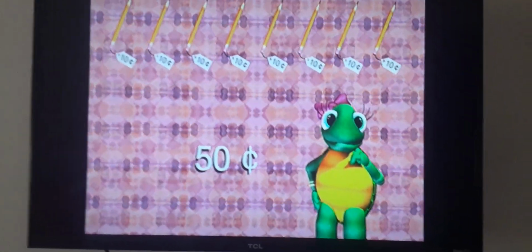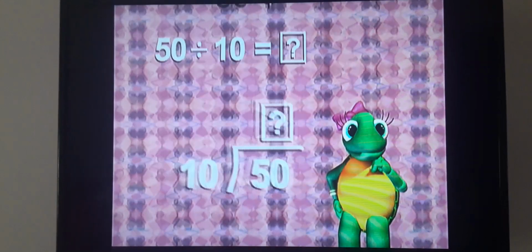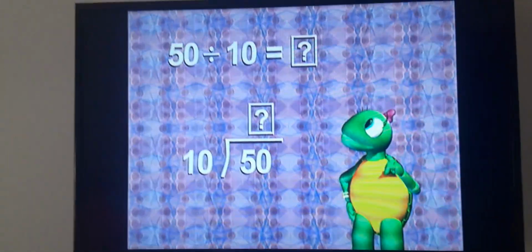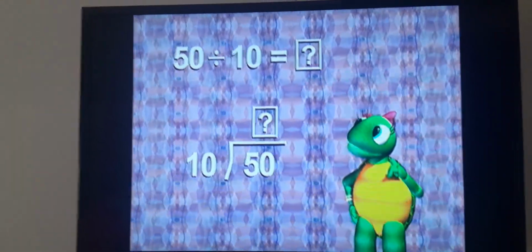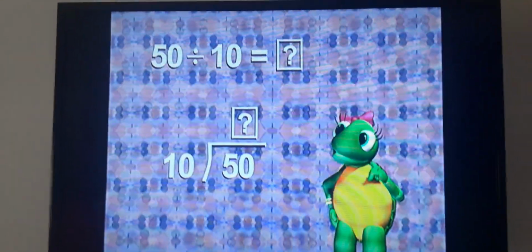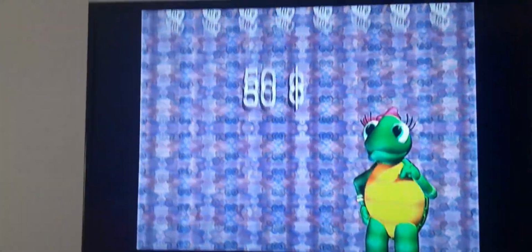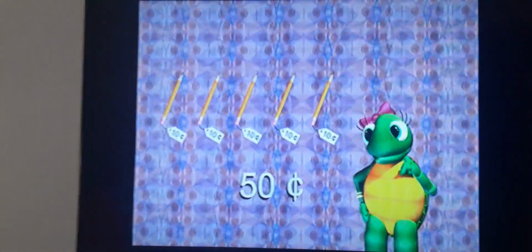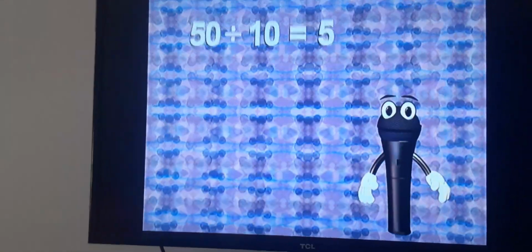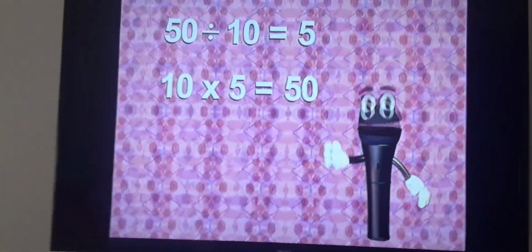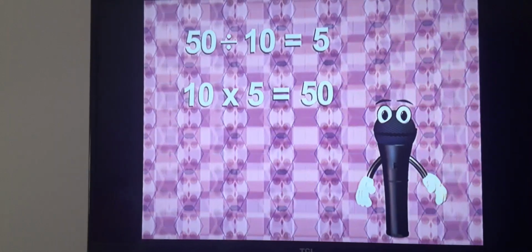As you know by now, the problem can be shown 2 different ways. Both mean 50 divided by 10 equals. But what is the answer? 50 divided by 10 equals 5. So Michelle could buy 5 10-cent pencils with 50 cents. Let's check her answer with multiplication. Because 10 times 5 equals 50, this division problem is correct.